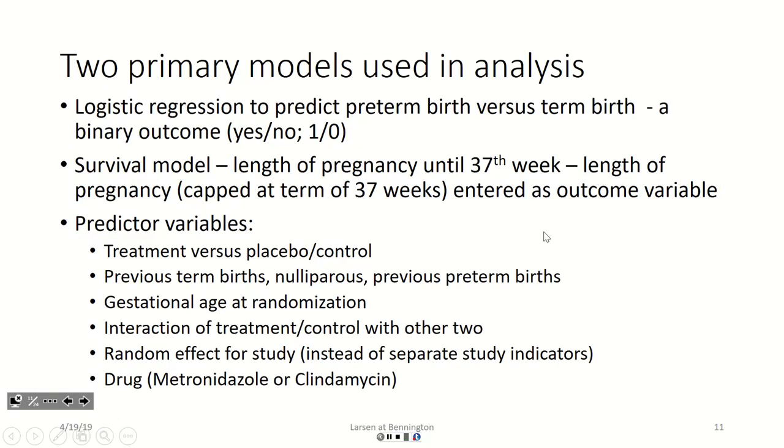Right? Anyway, predictor variables: treatment versus placebo control. Also, the drug. There are two primary ones, metronidazole or clindamycin. Three classes of women in terms of their obstetric history. When were they randomized? We could have had an interaction in there. And then there's study, right? Ideally, we would have included more information. Mother's age, smoking, alcohol, and whole lots of other different things.